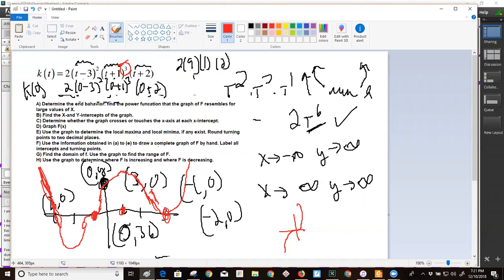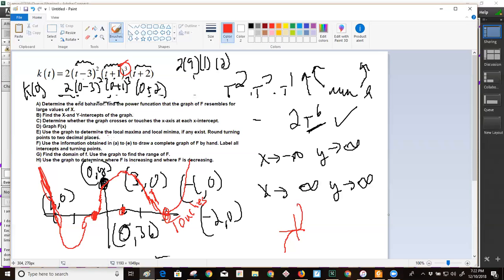So it touches the graph at x equals 3, and it bounces. It passes through at -1 because it wiggles through, and then it passes through also at -2. Okay, so hopefully that helps.